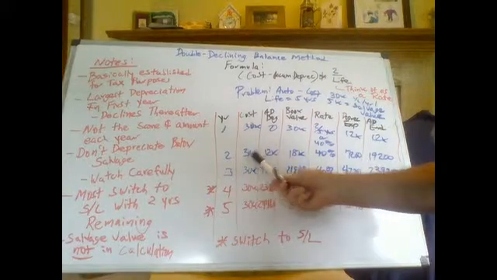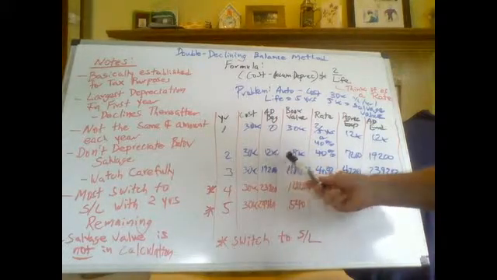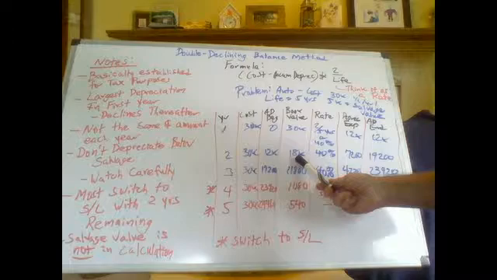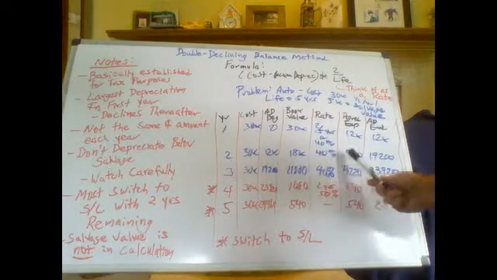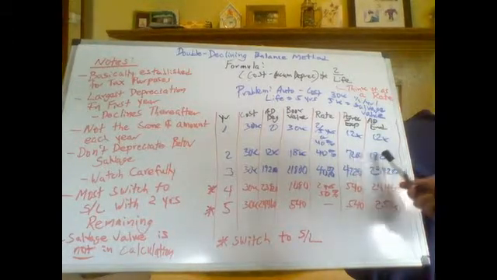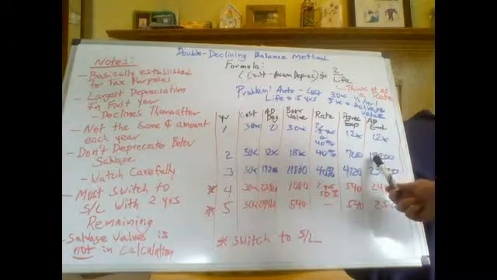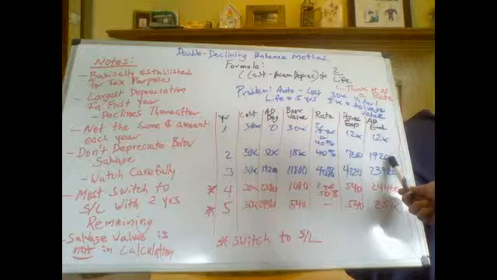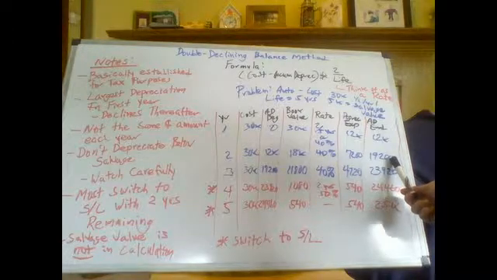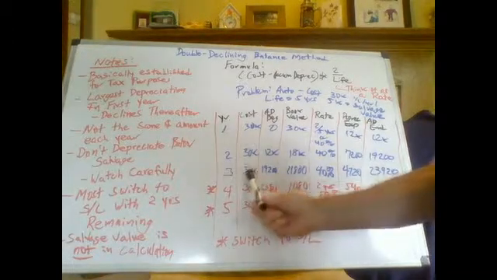Second year, 30,000 beginning, less 12,000, leaves us book value of 18,000 times 40%, or 7,200 taken for that year. Add that 7,200 to 12,000, and we have 19,200 as accumulated depreciation going into year 3.